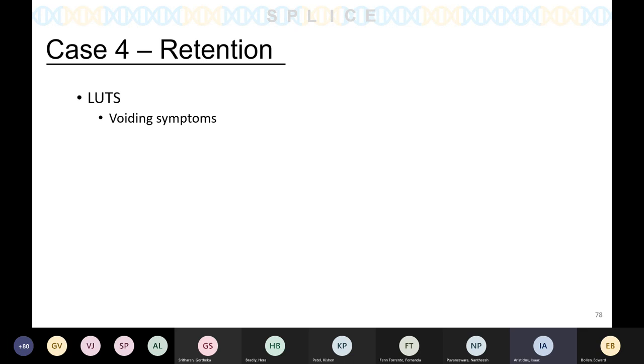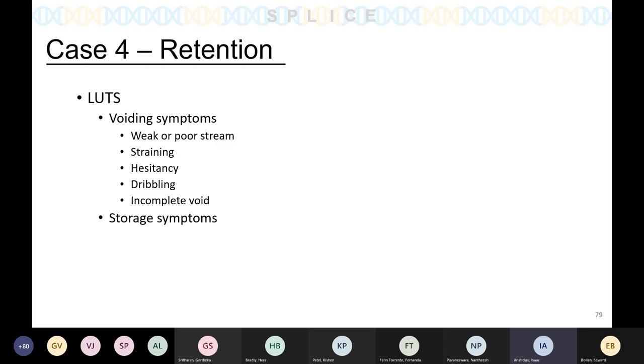So you have the lower urinary tract symptoms. So what are the voiding symptoms that patients can get? Hesitancy, good. Poor flow. Yeah, nice. So yeah, weak or poor stream, straining, hesitancy, dribbling, feeling like their bladder isn't emptied properly. And then what are the sort of storage symptoms? Urgency, good. Frequency, yeah, nice. Yeah, good stuff. So the urgency, the frequency, nocturia, the urge incontinence sort of picture.